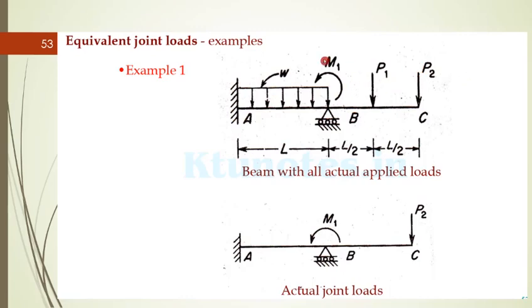P1, P2 forces, M and w per unit length, L by 2, L by 2 distances. And the actual joint loads acting at the joints are M1 and P2 only. So this should be added with the equivalent joint load produced by this UDL and the P1, which we will be studying in the next slide.